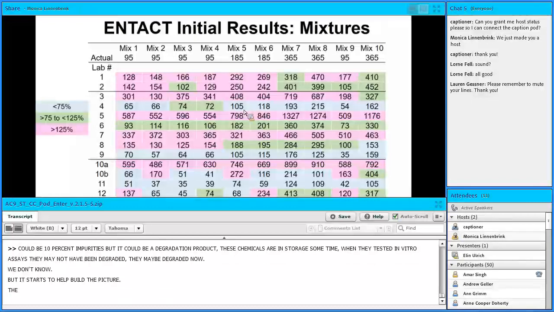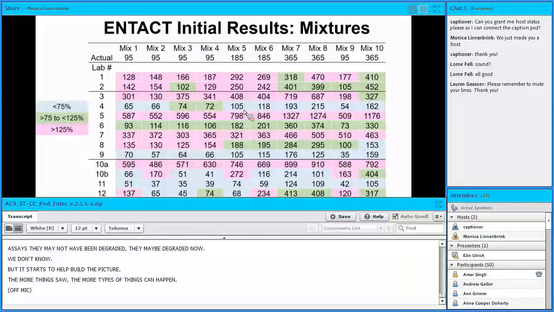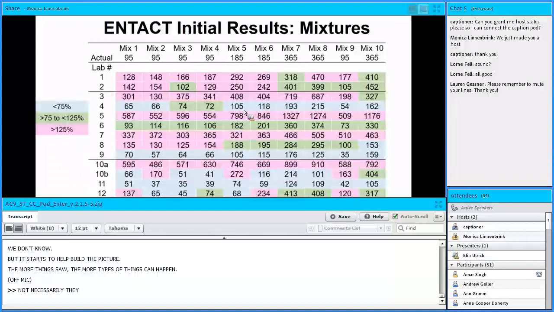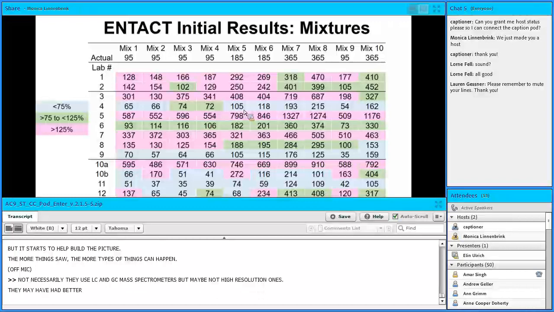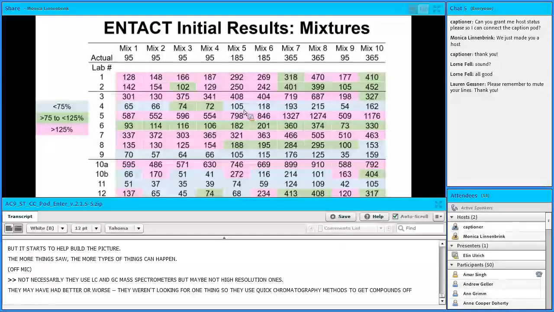I'm not a chemist, but when they tested it to get, say, 90% pure, did they use the same kind of instruments as these people are using? No, not necessarily. They used LC and GC mass spectrometers, but not necessarily high-resolution ones. They may have had better or worse sensitivity. They weren't looking for everything in the sample. They were looking for one thing. And so they tended to use very quick chromatography methods just to get the compounds off so that they could tell whether the compound they were looking for was there or not.